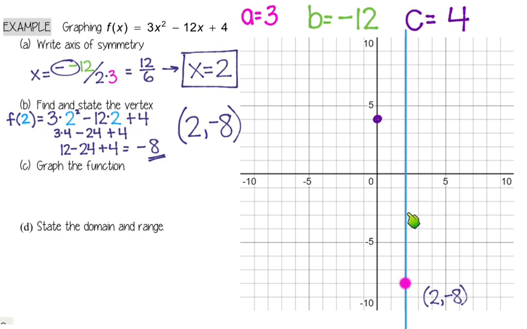So we're going to do the parabola dance. The parabola dance says go over 1 and up 1 squared times a. Well, 1 squared times a is 3. So we're going to go up 3 units. And then we'll have a mirror of that over our axis of symmetry.